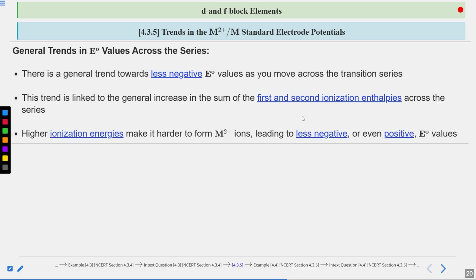Higher ionization energies make it harder to form the M2+ ion. If the ionization energy is increasing, that means formation of M2+ ions is harder or more difficult, leading to less negative or even positive E naught values. That's why the E naught values become more positive across the series, that means less negative values of E naught.